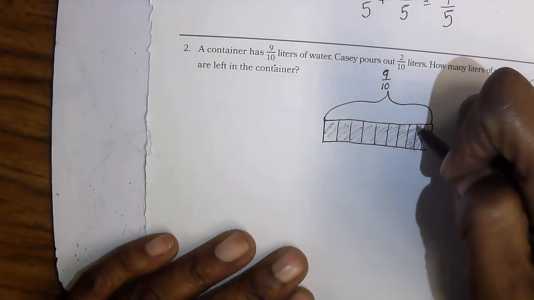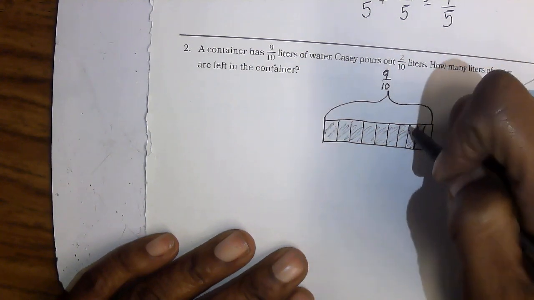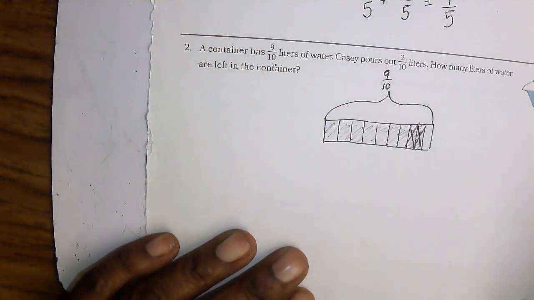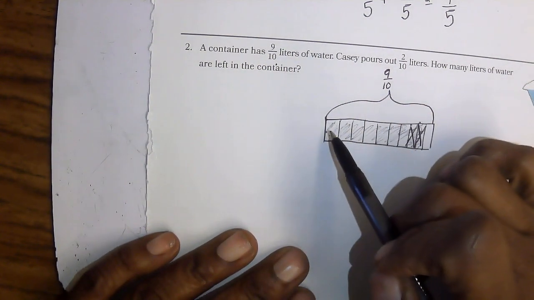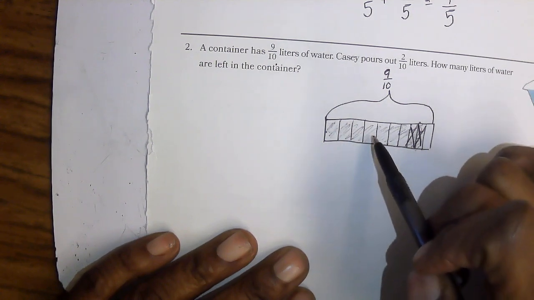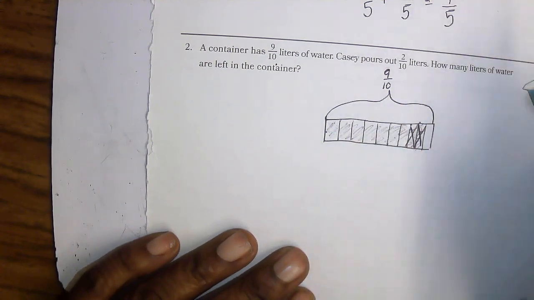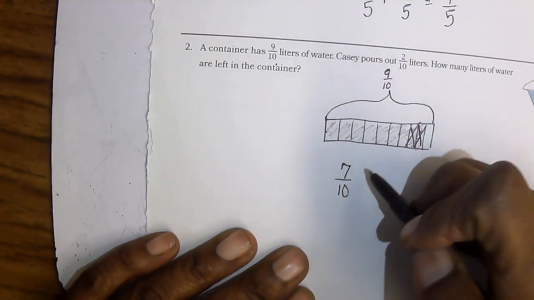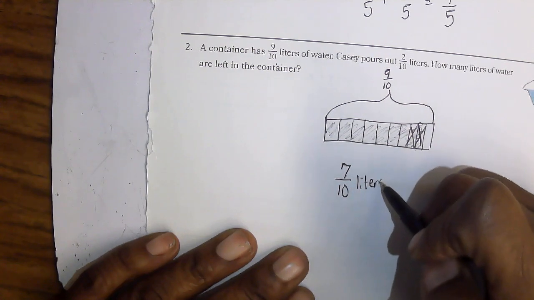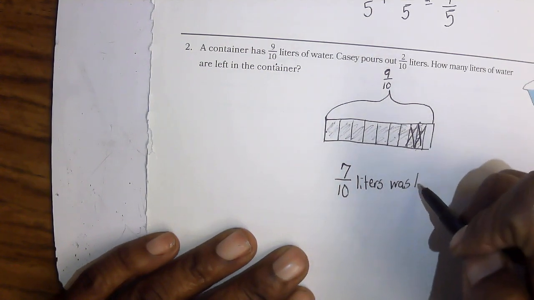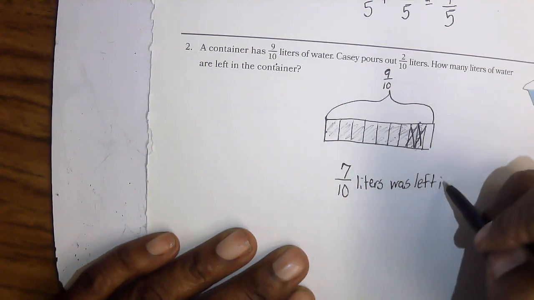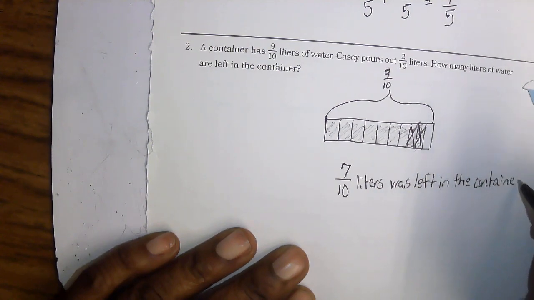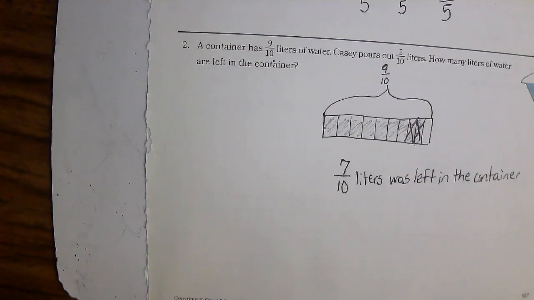Okay? So I'm going to X this out. She poured this out. That's 1/10, 2/10. How many liters of water are left in the container? 1/10, 2/10, 3/10, 4/10, 5/10, 6/10, 7/10. So I'm going to put 7/10 liters was left in the container. Okay? And there you go.